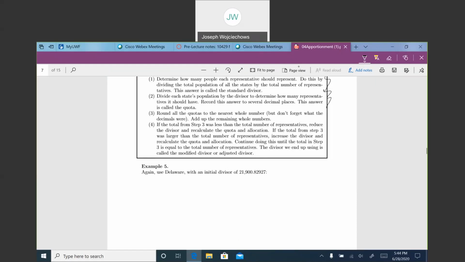So we're going to use the Delaware data. So what do we have? We had the counties. We had Kent, Newcastle, and Sussex. And we had the population, which was 162310.